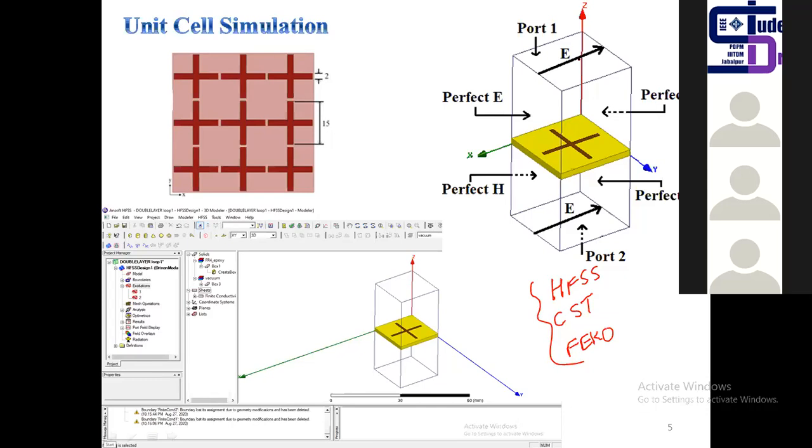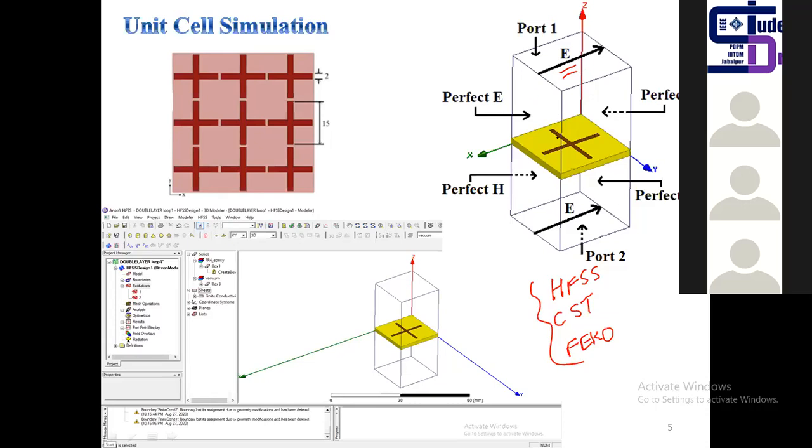You can also give the electric field normal to this, that's shown here. That is also fine, then it will work. But remember, defining the boundaries is most important. If you do not define the boundary, then it will not repeat the structure. The repetition or the period itself will not be composed.